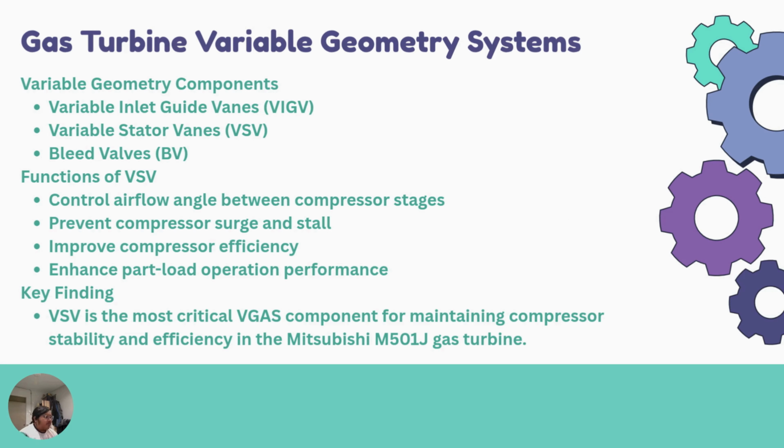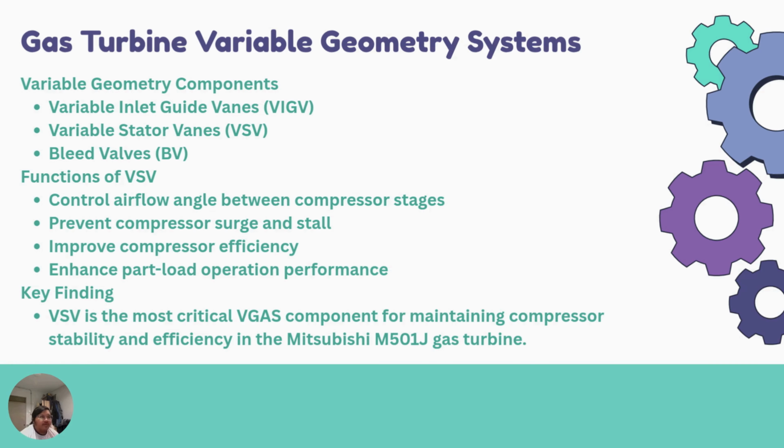First and foremost, for the gas turbine variable geometry systems, literature shows that modern gas turbines use variable geometry systems, which include variable inlet guide vanes, variable stator vanes, and bleed valves. Among these, variable stator vanes play a critical role in controlling airflow and preventing compressor surge. Studies indicate that VSVs help maintain compressor efficiency during part load operation and transient conditions. Most industrial gas turbines use hydraulic actuators because they provide high force output and fast response, making them suitable for accurate vane positioning.